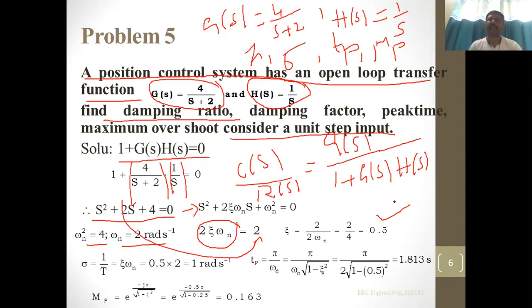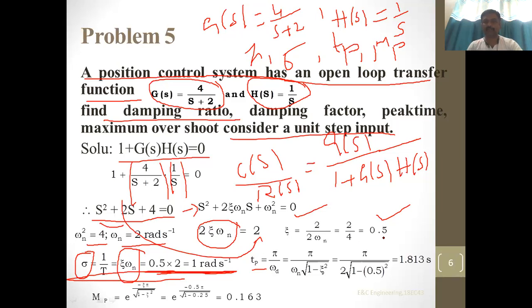Since xi is equal to 0.5, once again it is the underdamped case. Next, I shall find the damping factor sigma, which is xi into omega n. Xi is available, omega n is available. 0.5 into 2 is 1 radian per second. Next, Tp, peak time. The expression for peak time is pi divided by omega d, that is pi divided by omega n into root of 1 minus xi square, which is pi divided by 2 into root of 1 minus 0.5 whole square, which is 1.813 seconds.